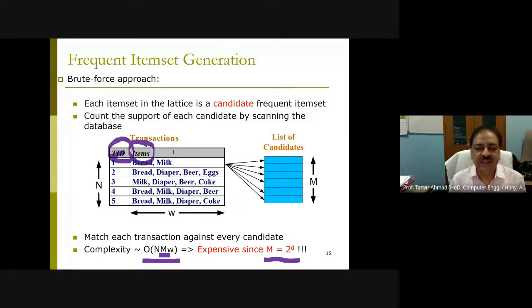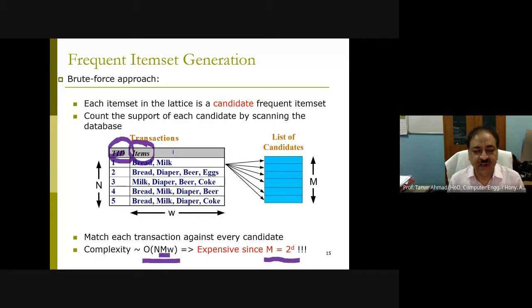Got it? If I am converting this horizontal data set to a vertical data set, what will I do? On the left hand side, I will write bread, milk, diaper, beer, egg, and coke. I will have 6 items. And the transactions in those 6 items: bread 1, 2, 4, 5, milk 1, 3, 4, 5, diaper 2, 3, 4, 5, beer 2, 3, 4, and so on. If I maintain it like this, it is called vertical database mining.